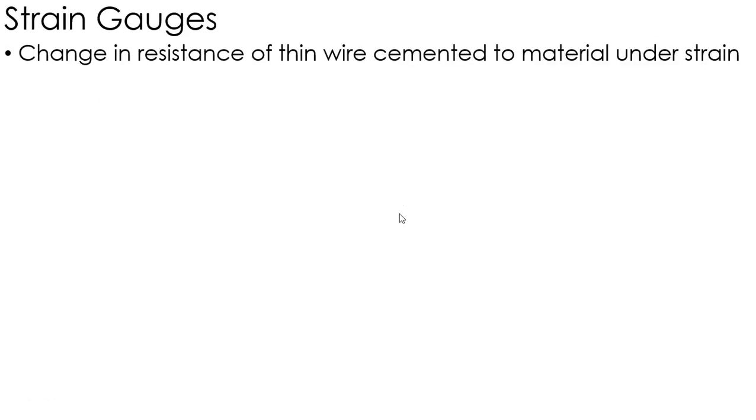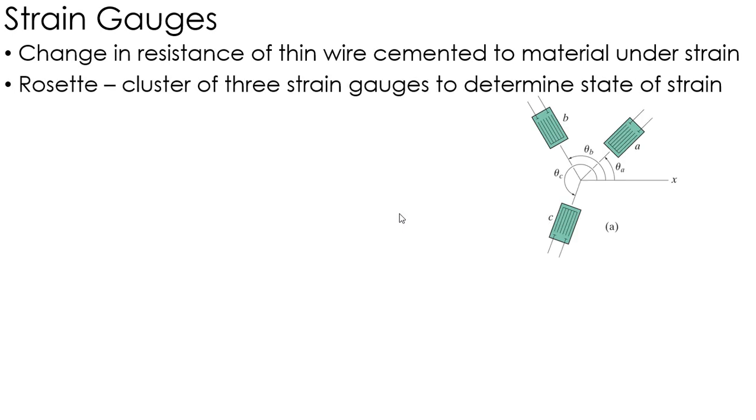One other thing I want to talk about here are strain gauges. What strain gauges are is a little piece of wire, basically, that you cement onto some material that's under a strain. And as that thing is strained, the resistance in that wire changes a little bit. If we measure the resistance, then we can measure the strain occurring on that strain gauge. Now, specifically, we're going to talk about a rosette, which is actually a cluster of 3 strain gauges on a single plane, and we use this to determine the state of plane strain, essentially.